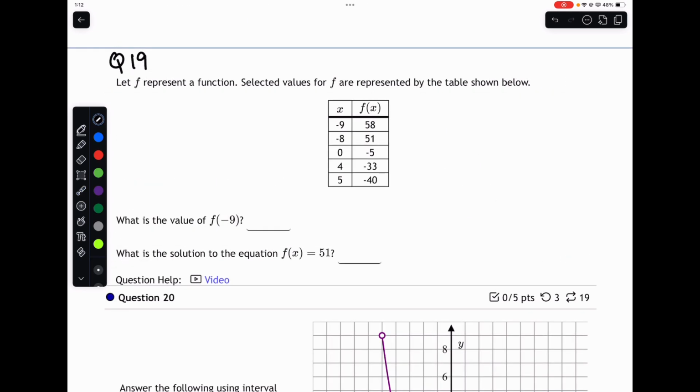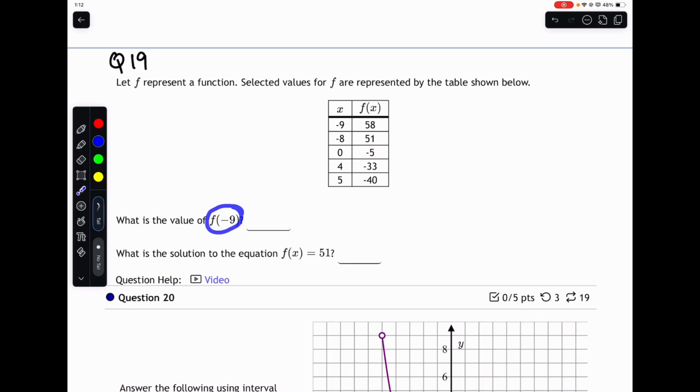You will find question number 19 on the top of the next page. We're given a function represented by this table shown here below, and we're going to do two things. First, we want to figure out the value of f at -9. Again, the actual value of the function, so we don't have to create an inverse of this.